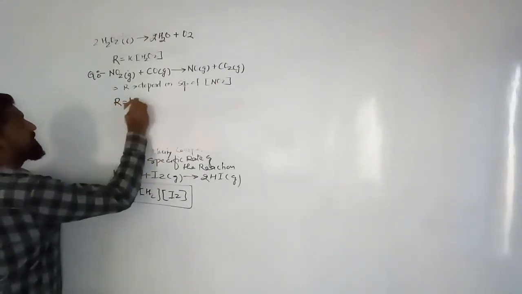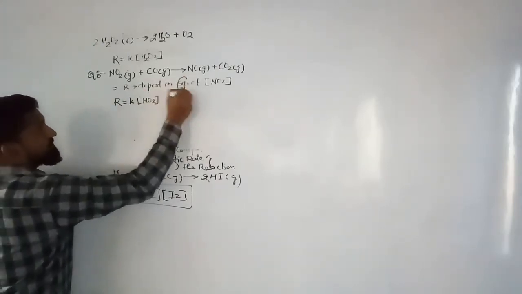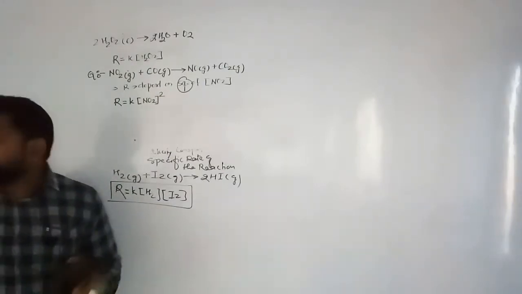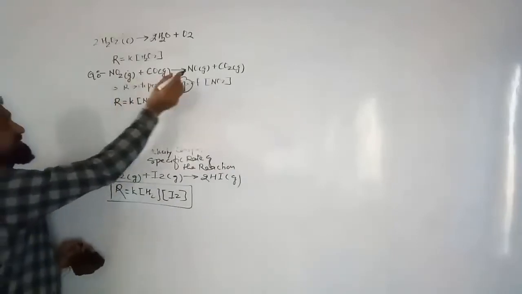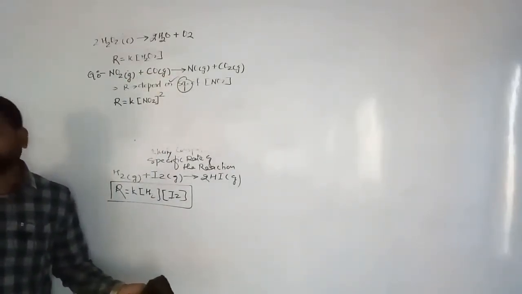R will be equal to K[NO2]. Okay, but they say what? Square. Therefore I must write here square. Why have we written like this? Because in that question there is a hint like this. Yes or no? There is a hint like this. Unless there is a hint, we can write our own way.